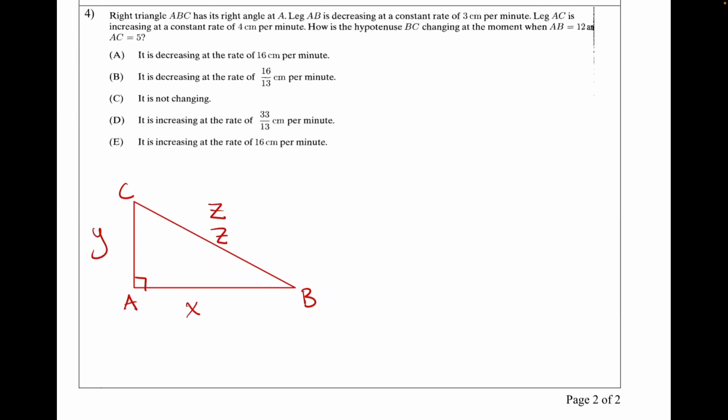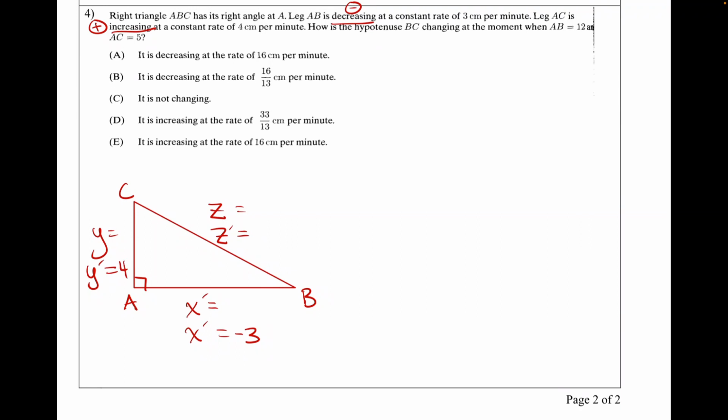Therefore, I'm looking for a Z prime, a Y prime, and an X prime. Those are our scavenger hunt questions. Let's see how many of these we get. So we have leg AB decreasing. Decreasing is a word that means negative, so minus 3. So we have minus 3 over here. Leg AC is increasing. Increasing is a positive word, and that's going to be 4. So it's a positive 4.